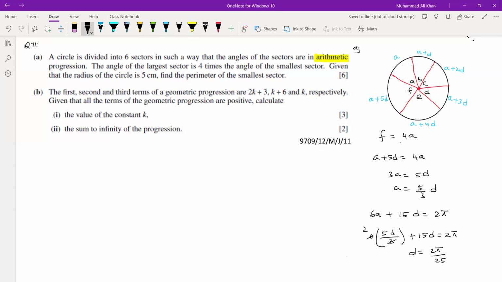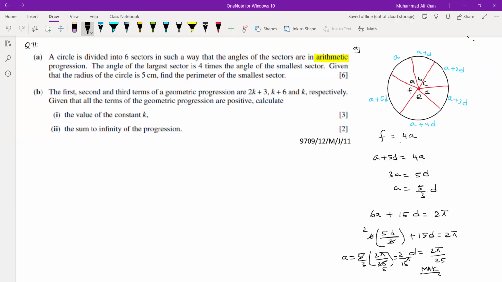Therefore, what is the value of A? The value of A will be 5 upon 3 times 2 pi divided by 25. So the answer will be 5 5s are 25. This will be 2 over 15 pi. 2 over 15 pi is the value of A, and the value of D is 2 pi over 25.